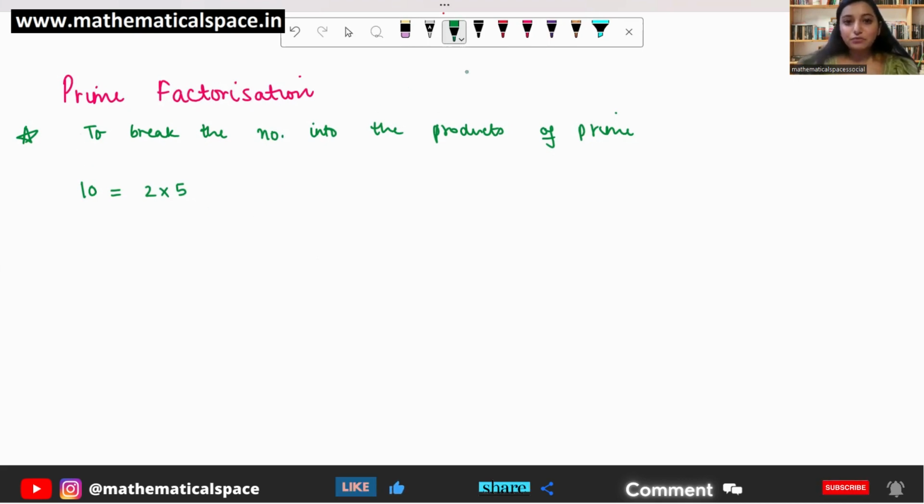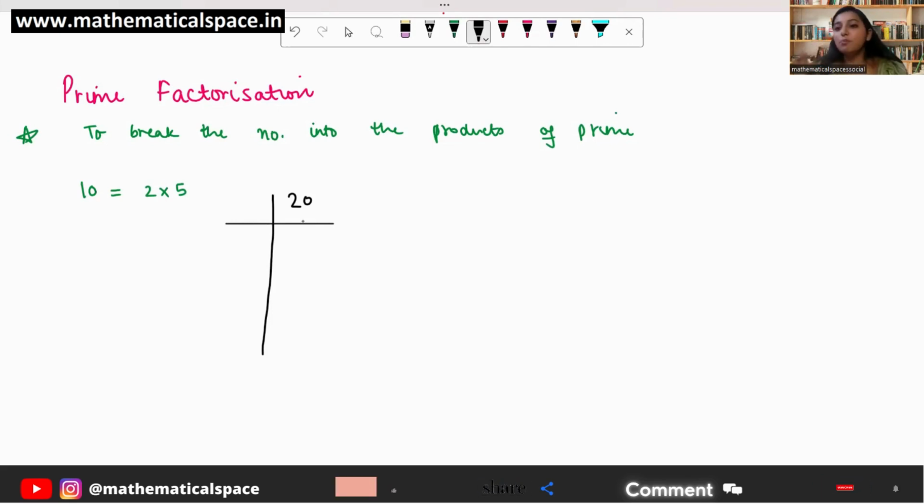So let's continue. For example, if I have to find the factors of 20, I will make one vertical line and write 20. Then I will make one horizontal line. So what is the first step? Make one vertical line, write down the number whose factors you wish to find, and then one horizontal line. Now think of a prime number which can divide 20. Can 2 divide 20? Yes. So we'll write 2 over here. 20 divided by 2 gives us 10, so we will write 10 below it.